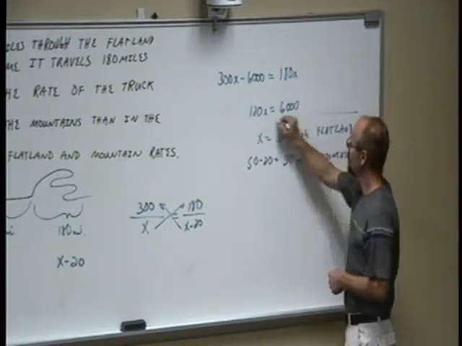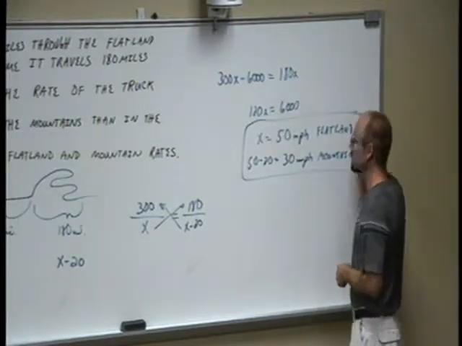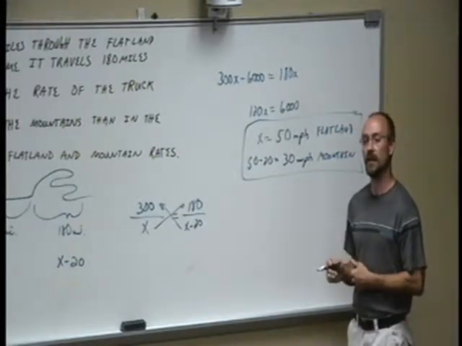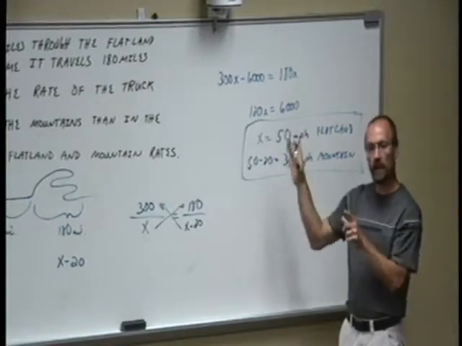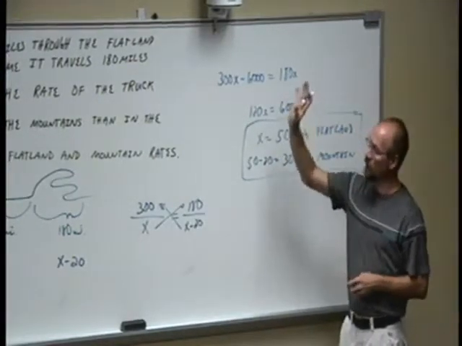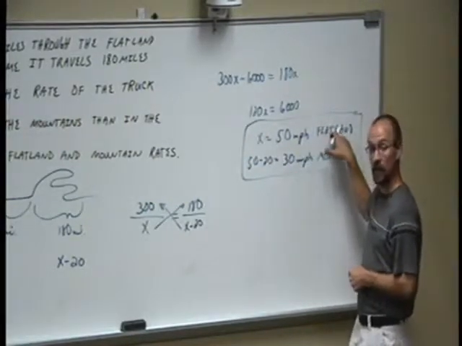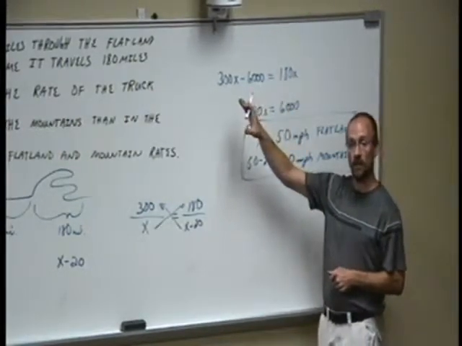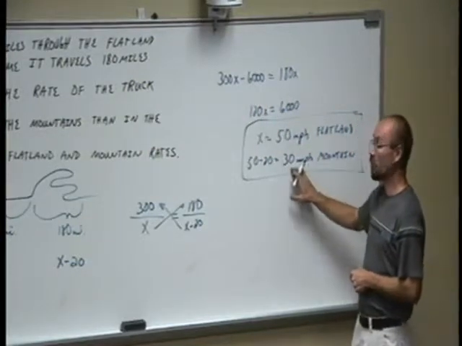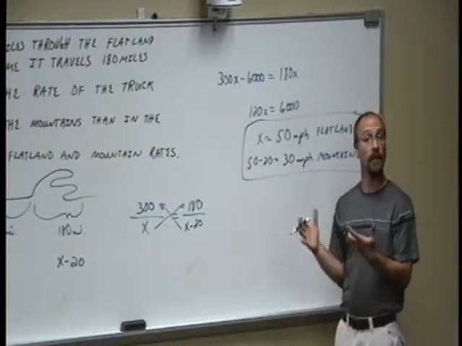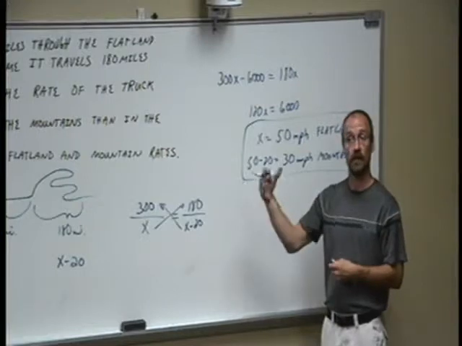Now, let's just check one more time to make sure, does my answer make sense? I'm going to go back and reread the problem and say, okay, he's traveling through the flatlands at some speed, 50 miles an hour, and he's traveling through the mountains a shorter distance, but he's only going 30 miles an hour. Well, does this make sense so far? He can go faster in flatlands than in the mountains.